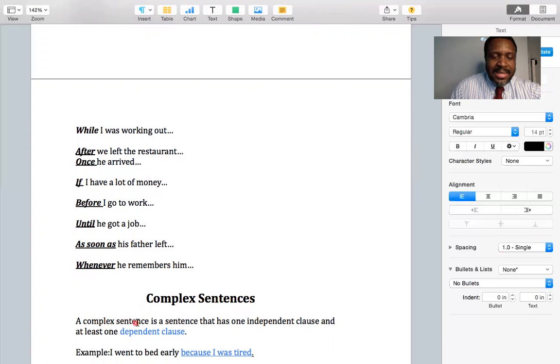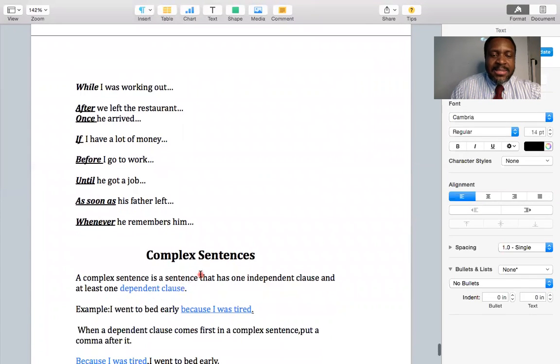A complex sentence is a sentence that has one independent clause and at least one dependent clause. This is one independent clause, I went to bed early, and this one is a dependent clause, because I was tired.